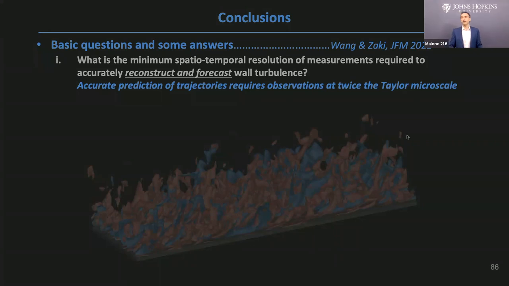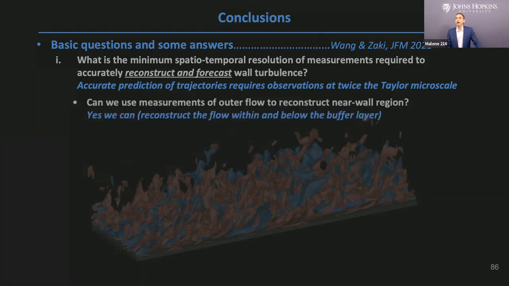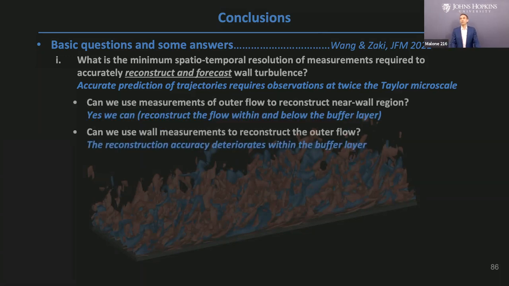The basic questions that I discussed today are all in a paper that was accepted a week or so ago in JFM. It's also on the arXiv. The Taylor microscale is a very important length scale in terms of our ability to fill in the gap between measurements. We can go from measurements in the outer flow and reconstruct missing layers. We can start from the wall and try to reconstruct the flow above the wall all the way to the buffer layer, as well as the outer large-scale structures that have a signature.